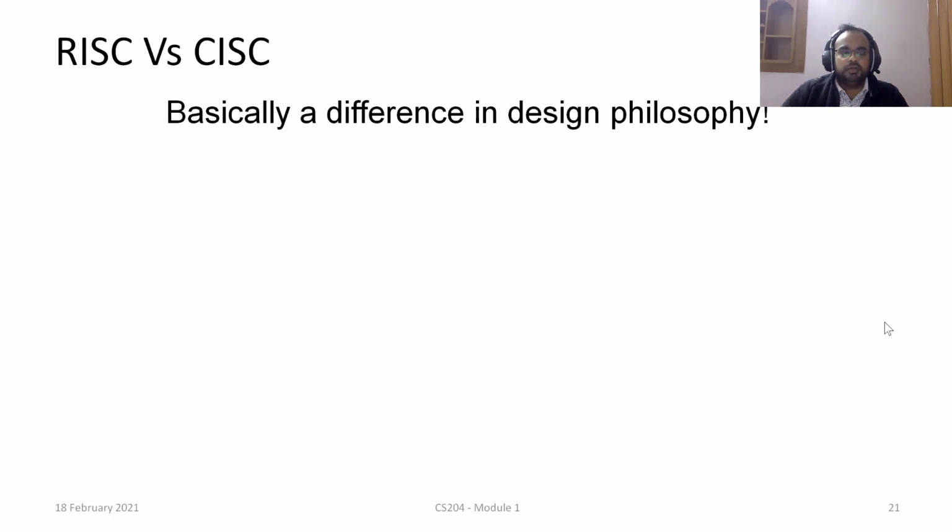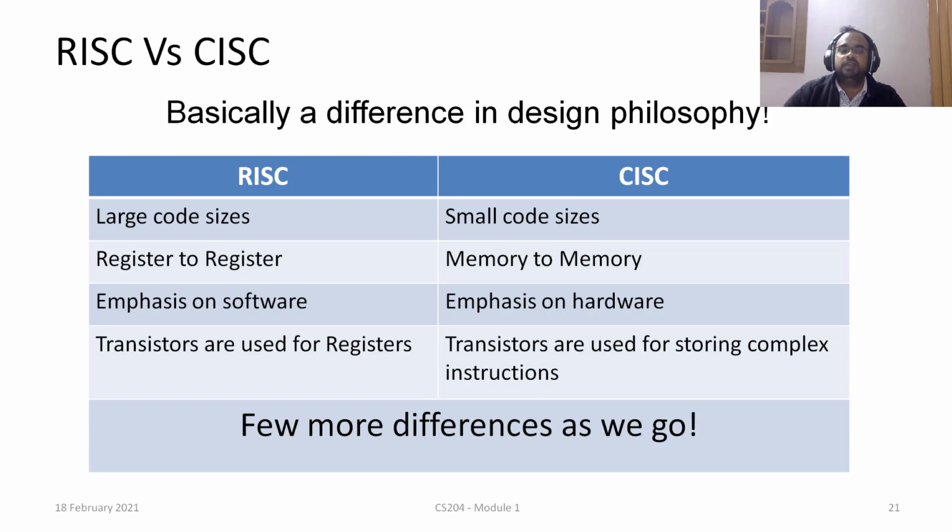So it's basically a difference in the design philosophy. For the same application, we can build a RISC machine and a CISC machine. But if we look at the RISC machine, its assembly code size would be much larger, like we saw in the earlier example, and in CISC, the code size would be smaller. In RISC, we can perform arithmetic and logic operations only on registers, whereas in CISC, we can perform them on the memory itself.